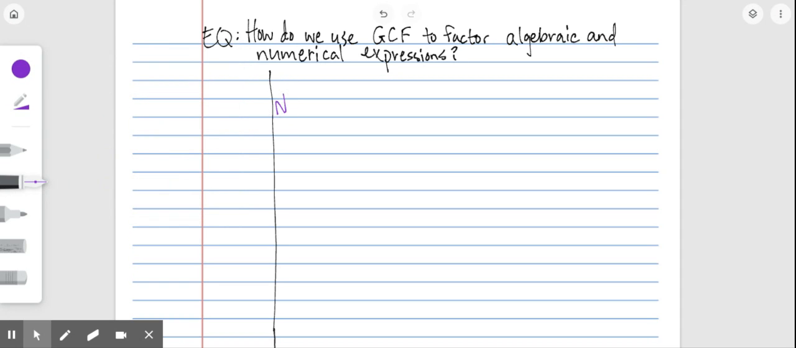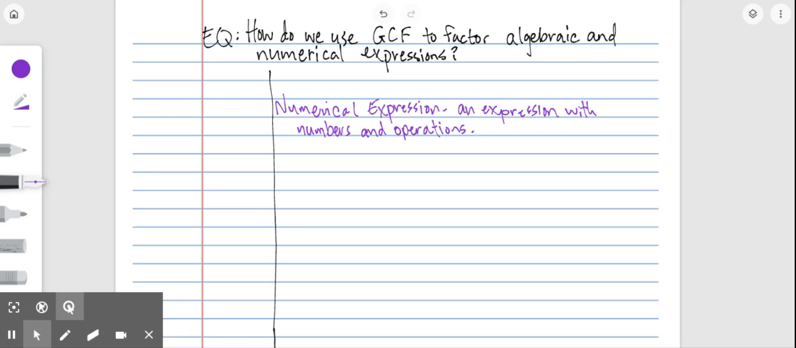So let's just remind ourselves that a numerical expression is an expression that has only numbers and operations, which of course you guys remember. So if you really remembered what a numerical expression is, then you don't really have to write that definition. But here's an example: 15 plus 12, 2 times 3 divided by 6, etc. Okay, those are numerical expressions. So we're going to talk about factoring numerical expressions.